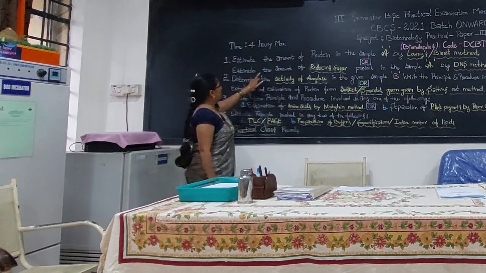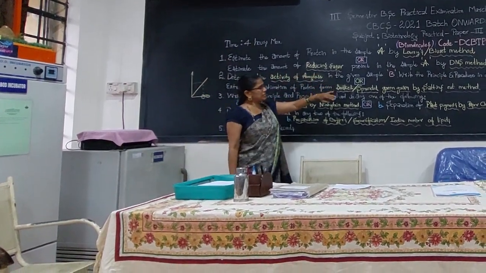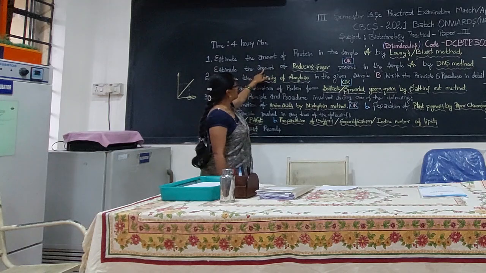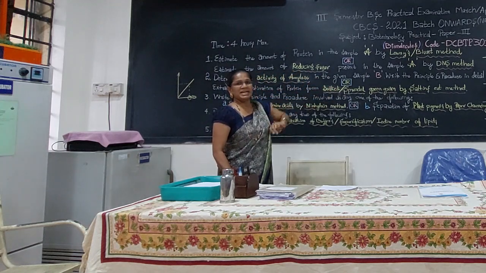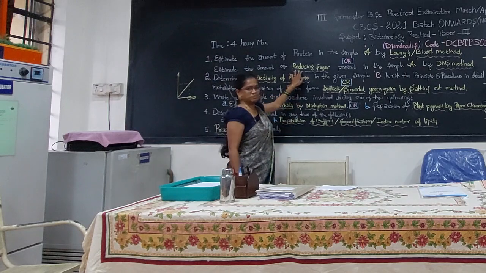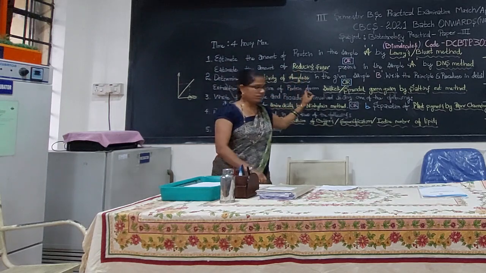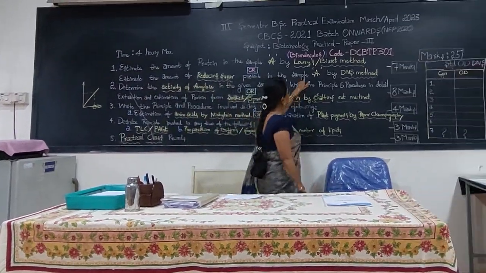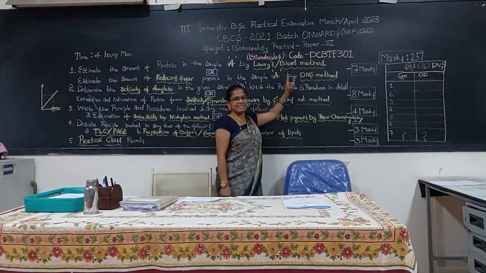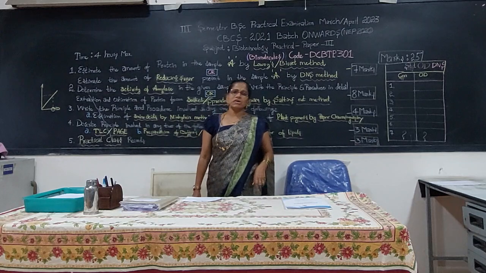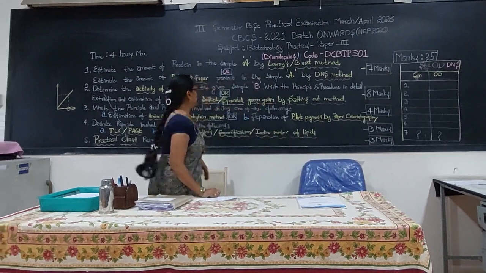Then next, instead of Lowry's or biuret method, you may get: estimate the amount of reducing sugar present in the sample A by DNS method. This was question number 1. So in question number 1, you may get Lowry's method or biuret method or DNS method. Any one of these three methodologies you are going to get in the examination.